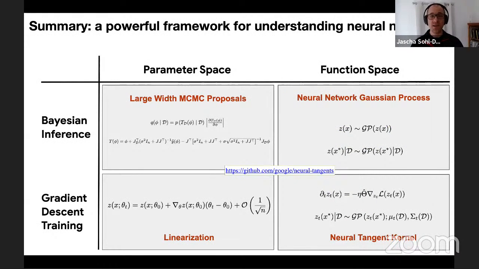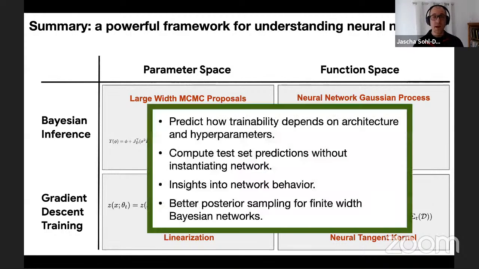So, in summary, I have presented what I believe to be a powerful framework for theoretically analyzing neural networks. It can be applied to either Bayesian or gradient descent training of a neural network in either function space or parameter space. I've further shown that this perspective enables us to predict how trainability depends on architecture and hyperparameters. It also allows us to do semi-magical things like compute test set predictions that would come from inference with infinitely wide neural networks without ever even instantiating a neural network.